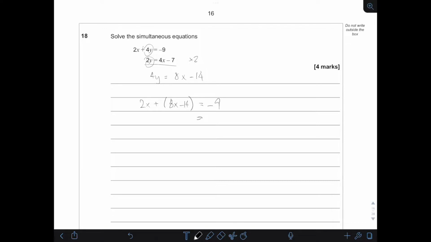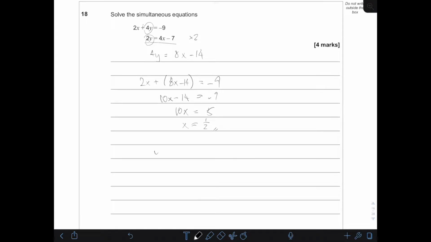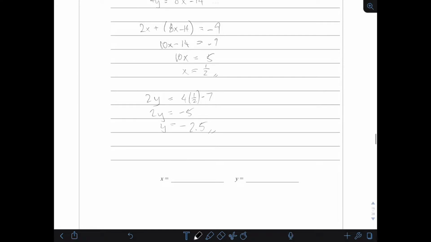So now we can expand the whole thing. We get 10x minus 14 is minus 9, so we add 14 on both sides. That gives us 5 and 10x, so x equals to 1/2, right? And with that information, we can now get that 2y equals to 4 lots of 1/2 minus 7, and that's 2 minus 7 is minus 5 is 2y, so y is minus 2.5, right? So that's a simple simultaneous equation. If you can't do this, do revise. It's pretty trivial.